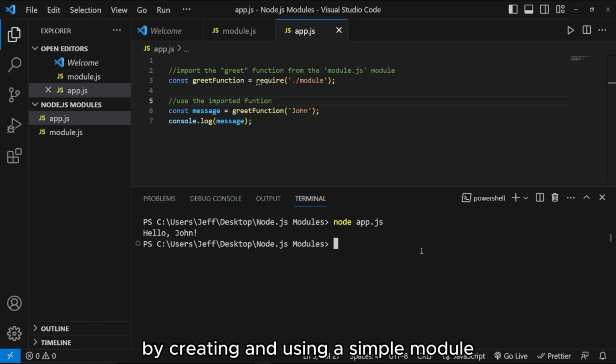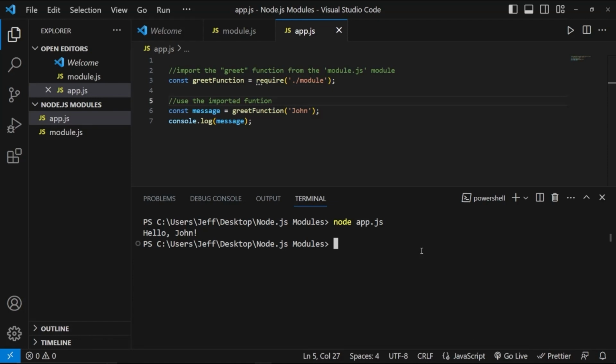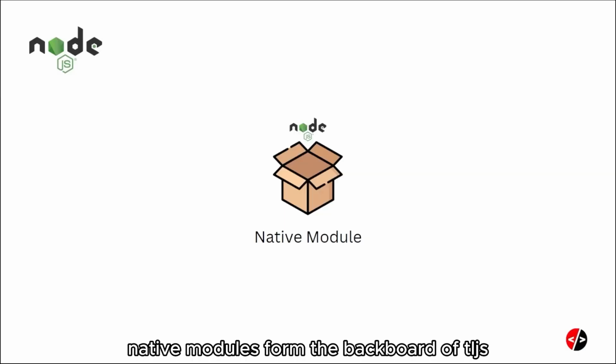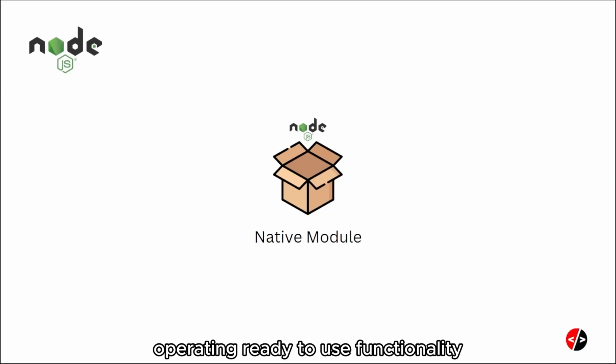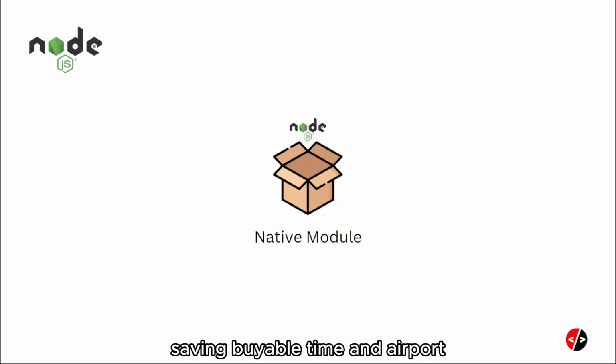By creating and using a simple module, we've demonstrated the power of modularization in Node.js. Now that we have a clear understanding of how Node modules work, let us now move on to the native modules. Native modules form the backbone of Node.js, offering ready-to-use functionalities right out of the box. These powerful modules empower you to handle common tasks efficiently, saving valuable time and effort.